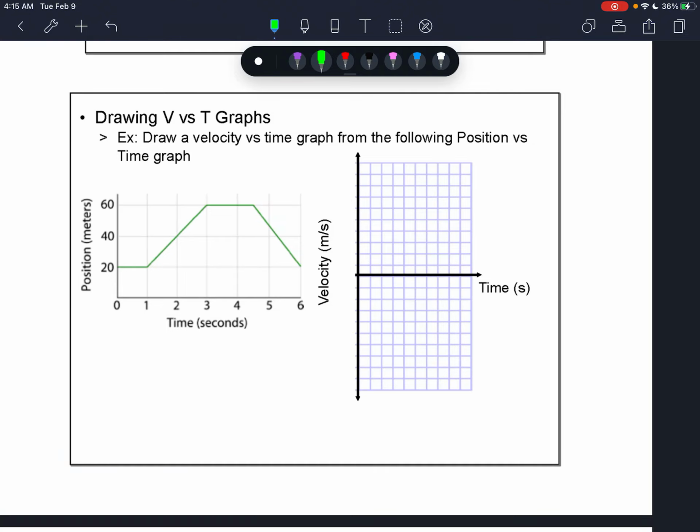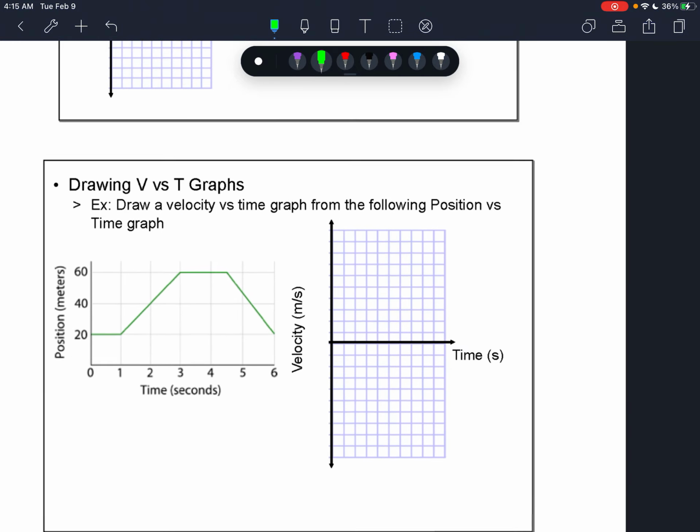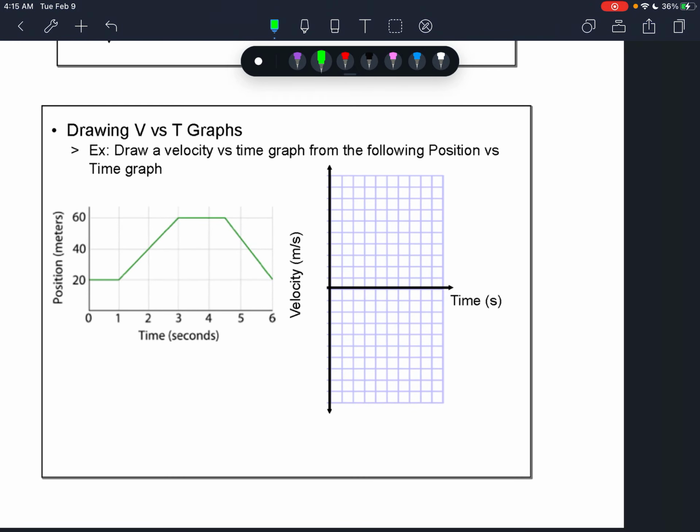All right, welcome back for part 2 of velocity versus time graphs. So we learned how to draw a velocity versus time graph from a motion map. Now we're going to draw velocity versus time graphs from position versus time graphs. So remember, my velocity versus time graph comes from the slope of my position versus time graph. So all I have to do to get my velocity versus time graph is figure out the slope of each segment of my position versus time graph.